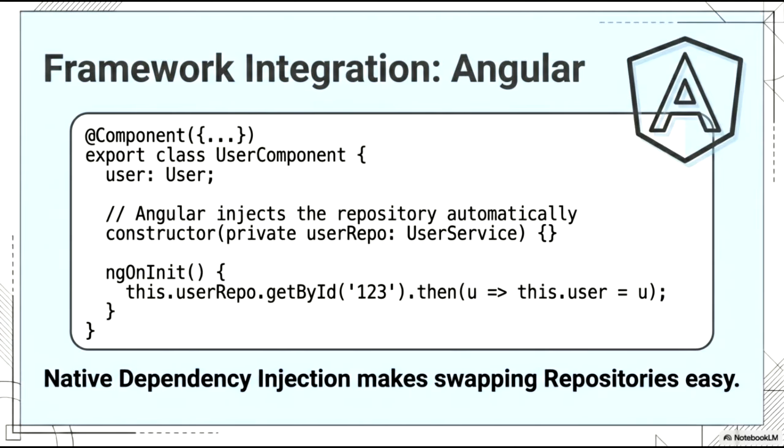Let's examine how our architecture integrates with the Angular framework. In this code example, we define a user component that needs access to user data. By leveraging Angular's native dependency injection system, we simply declare the user service within the constructor, and the framework handles the instantiation and injection automatically. As shown in the ngOnInit method, we can then easily retrieve a user by their ID. This approach makes our code highly modular. Because the component depends on an abstraction rather than a concrete implementation, swapping out different repositories for testing or varying data sources is incredibly straightforward.